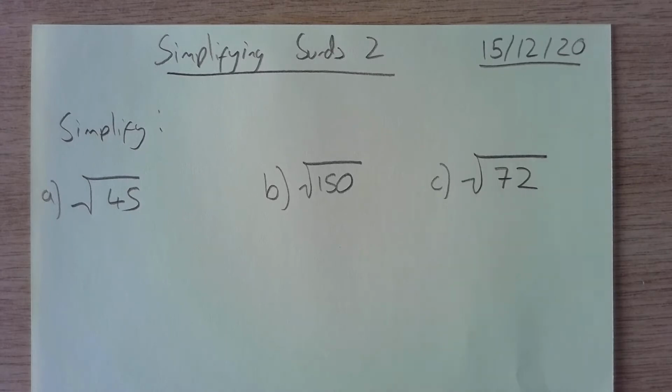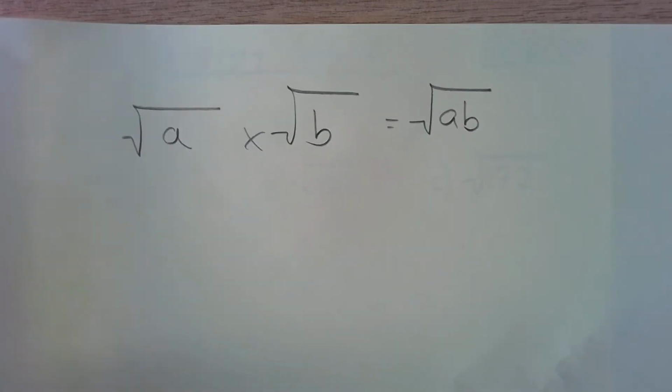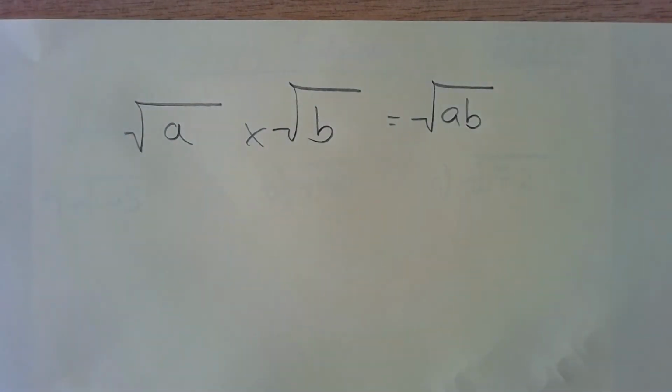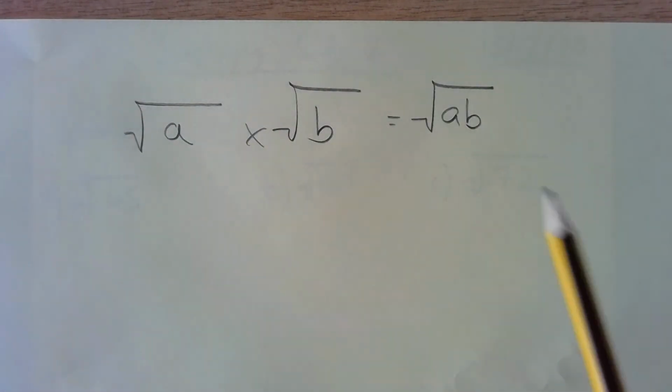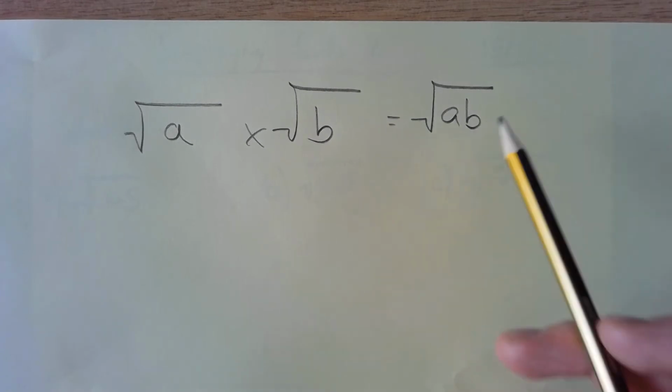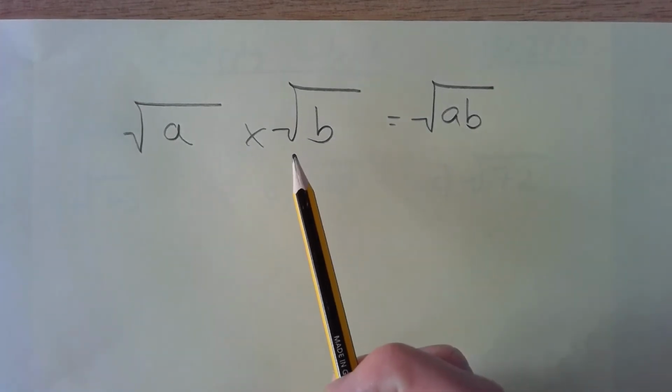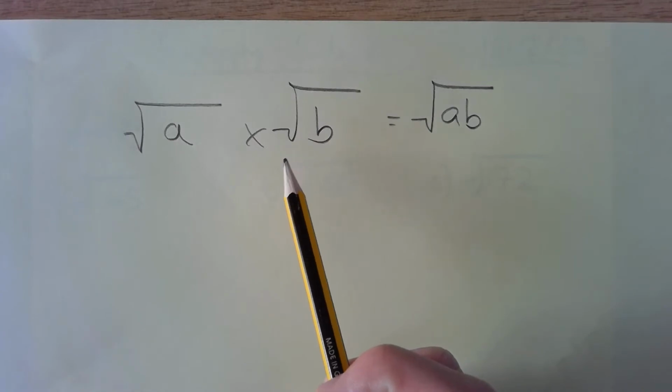Today we're going to carry on our work that we started yesterday on surds. So here we have three surds we're going to simplify, and we're going to use that same rule we did yesterday. But today we're mostly going to look at going from this form into this form and then taking it one step further.